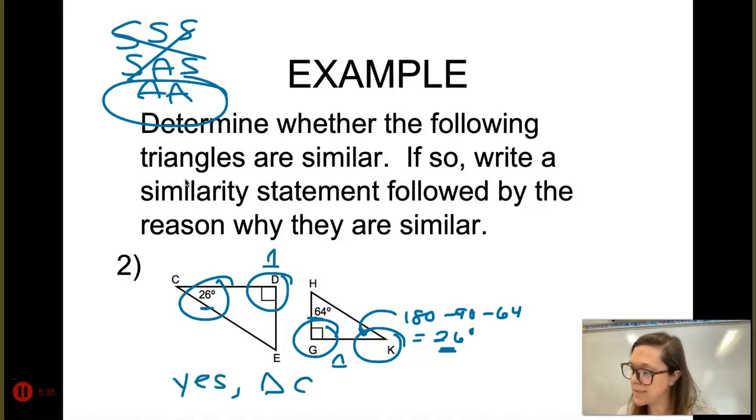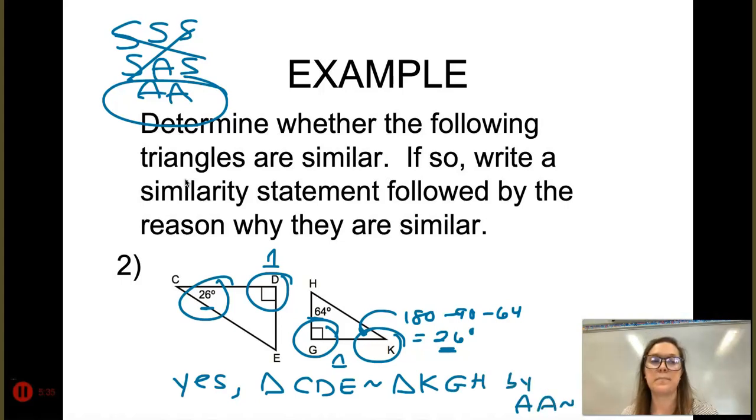I'm going to go triangle CDE would be similar to triangle: C was the 26, K was the 26 on the other side, D was the right angle, G is the right angle, and then we're left with H, by angle, angle similarity.